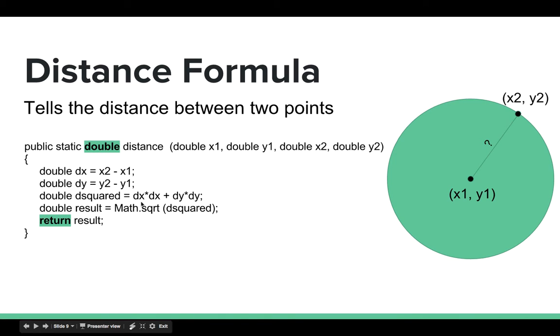They're squaring the numbers, so they're multiplying dx by dx. You could do the Math.pow, but they did it kind of what a lot of you did, which was just multiply it by itself to get the squared number. And then they're going to add to it the delta y, or the change in y, squared. And then they're going to do Math.sqrt, which is the square root. So they're going to get the square root of d squared, and then that's going to be the result, and that ending result is actually going to be the radius.